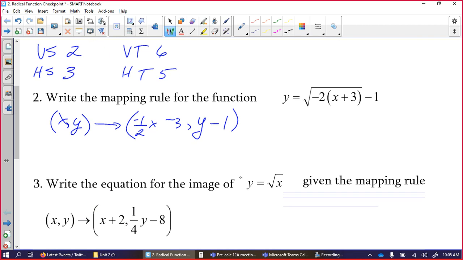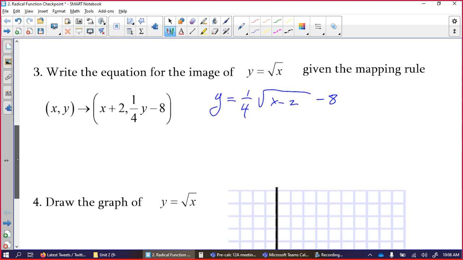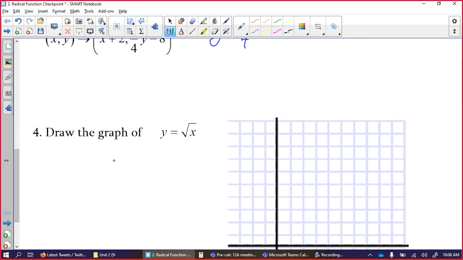Write the equation for the image of y equals the square root of x given the mapping rule. Y equals, the quarter goes out in front. The square root, there's nothing in front of the x, so we don't have to worry. Technically, we don't really need that bracket. X minus 2. And then minus 8. Again, this is all stuff we spend a bunch of time on with transformations, so it's really not that important.